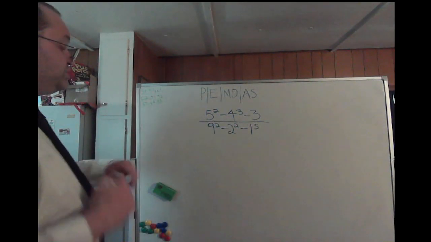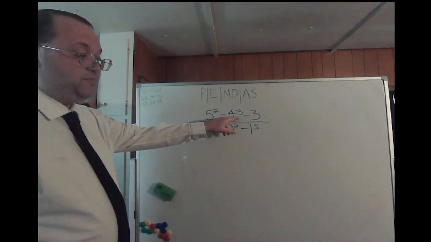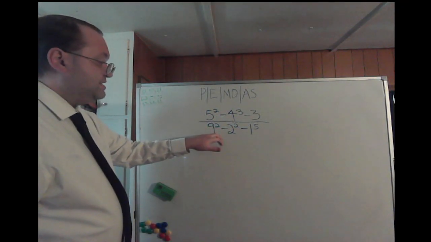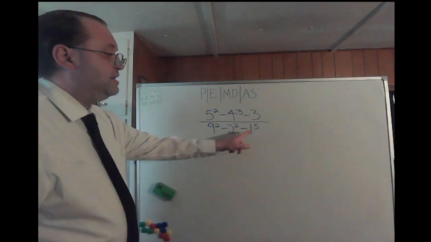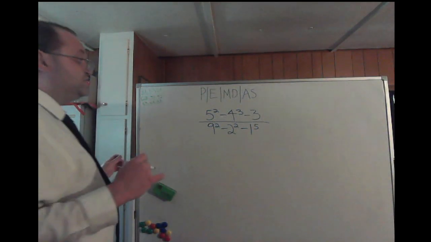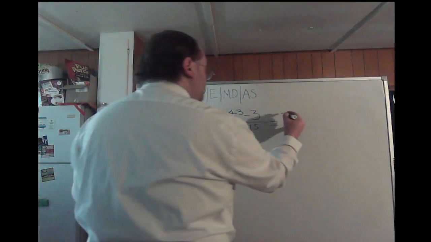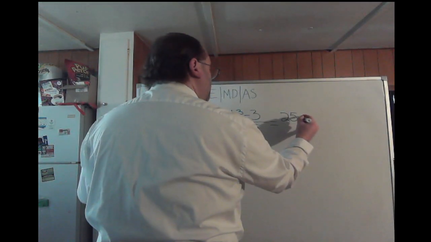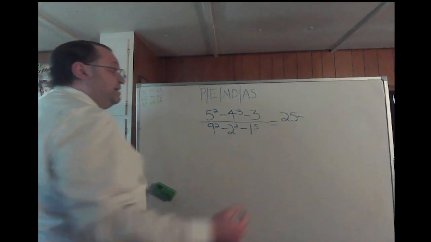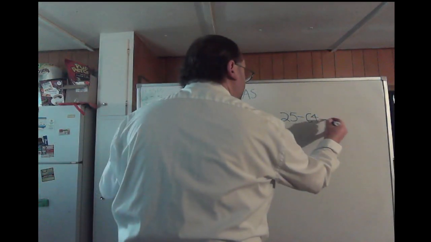Alright, so in the numerator of this problem, we have 5 to the 2nd power minus 4 to the 3rd power minus 3. That's your numerator over a denominator of 9 to the 2nd power minus 2 to the 2nd power minus 1 to the 5th power. Well, we have no parentheses, but we do have exponents. We got to deal with those first then. So what is 5 to the 2nd power? That's 25. Minus, what is 4 to the 3rd power? 4 times 4 squared, that's 16 times 4, that's 64. So 4 to the 3rd power is 64. You'll just have that minus 3 hanging loose there.